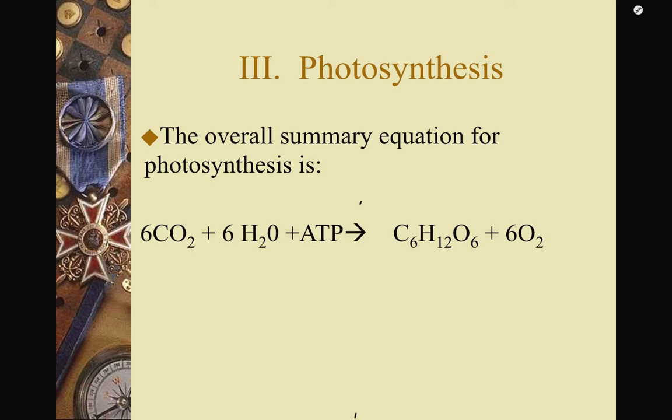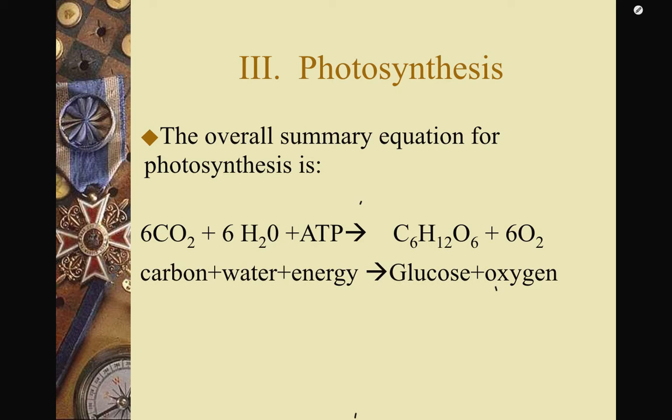Again, here's the chemical equation for photosynthesis. You'll notice that it's opposite respiration. The products of cellular respiration are here now. Photosynthesis takes the products of cellular respiration and converts those into glucose and oxygen, which are the reactants of respiration. This is photosynthesis. Carbon dioxide, water, ATP yields glucose and oxygen. You got to know that chemical equation.